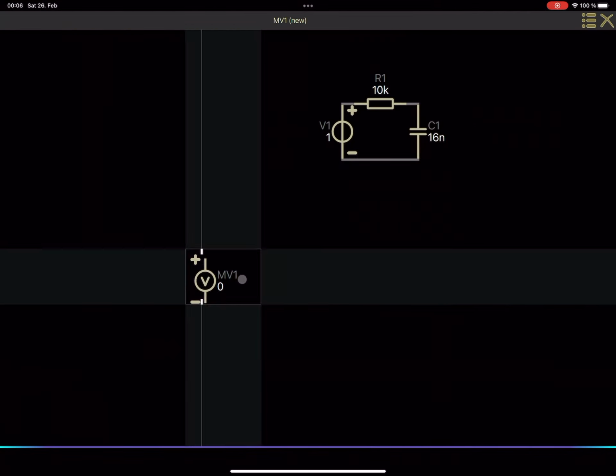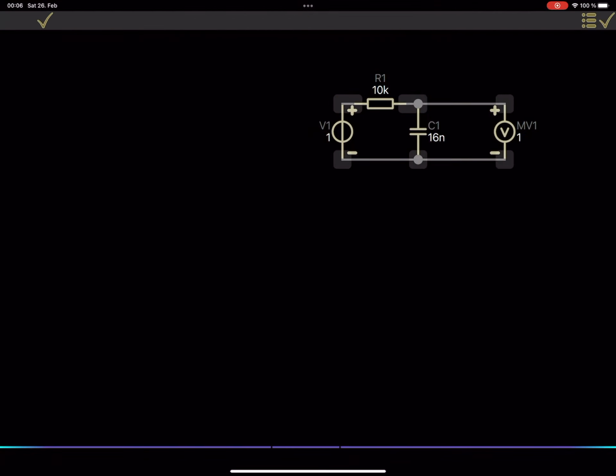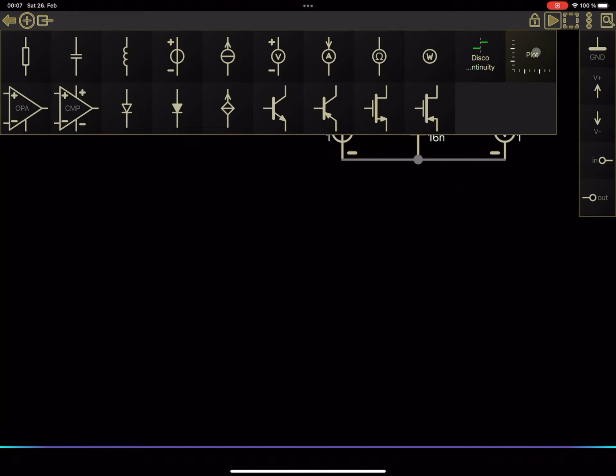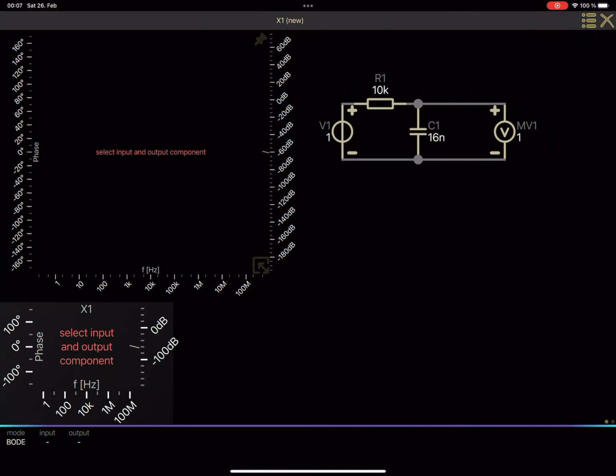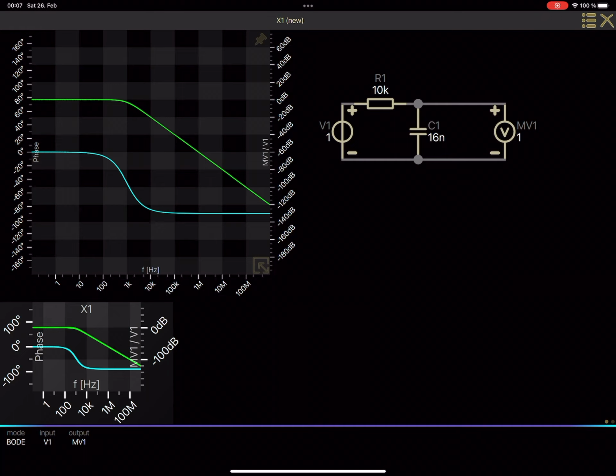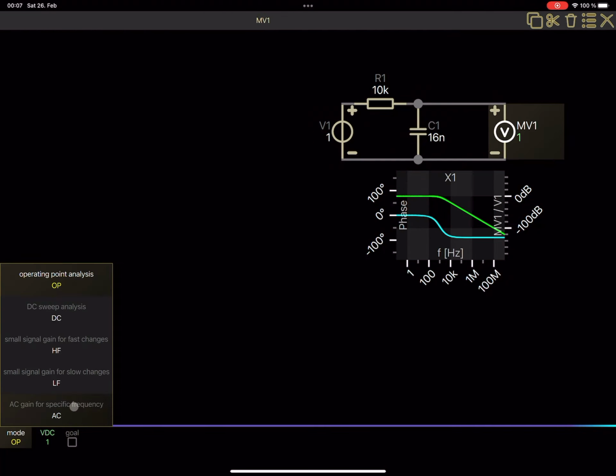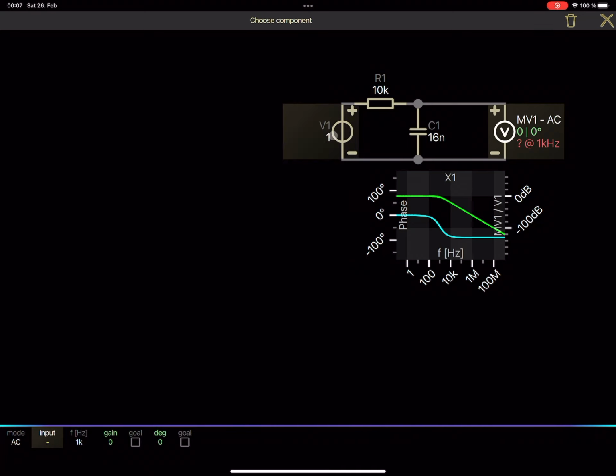So let's build a basic RC low-pass circuit with a voltage source as input and a voltmeter to define the output. For better oversight, we place a Bode plot to visualize the transfer function in the frequency domain. In order to measure the AC transfer function at specific frequencies and get a cursor in the Bode plot, let's change the mode of the voltmeter to AC and define the same input as in the plot.